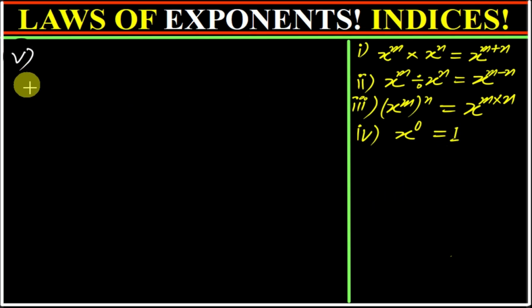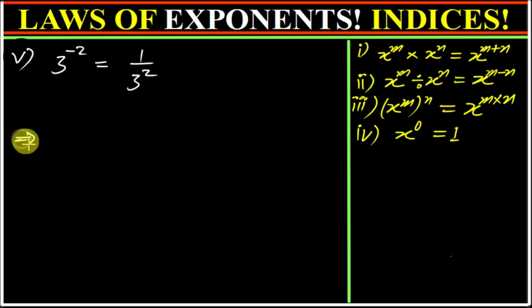Now the fifth law of exponents is, if any number has a negative power, like 3 raised to the power minus 2, what will it be? How can we write this? It can be written as 1 upon 3 raised to the power 2. So it will go in the denominator if it has a negative power. But let's see again how we can show that this is equal to this.